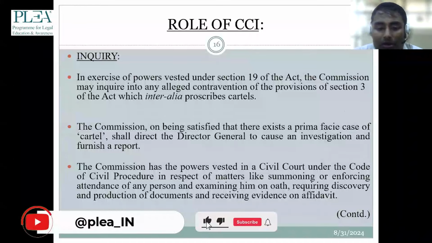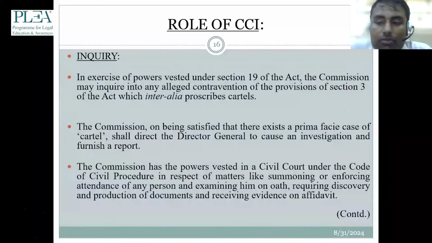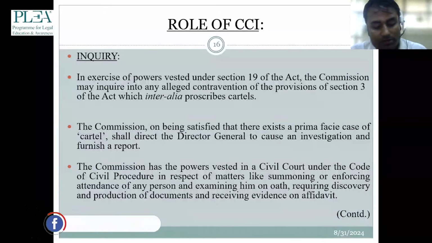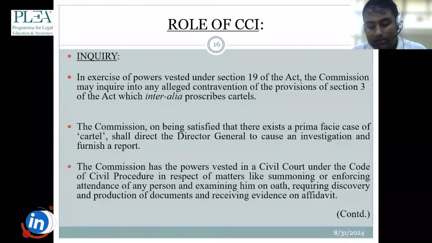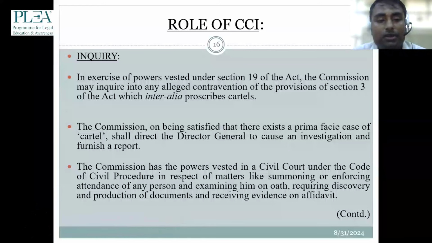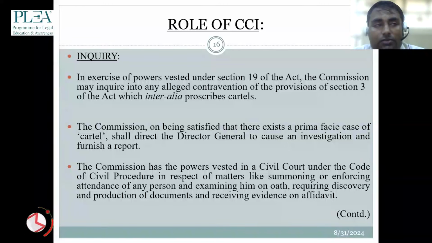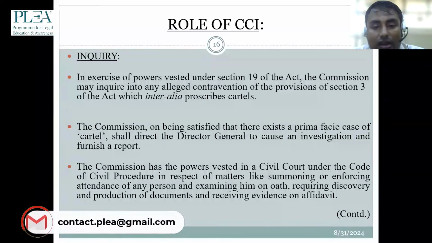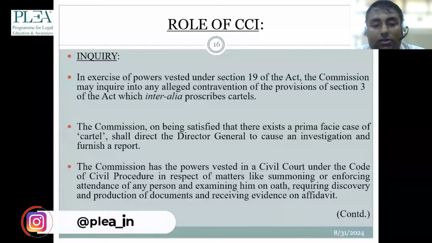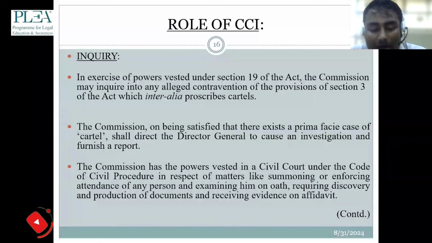So now I am coming to the regulatory aspect, the role of the Competition Commission of India in that case. If we can come to the point, some more points are there. If we can discuss how these tendencies are going to be fixed. Inquiry is a particular point that has been given. In exercise of the power of the CCI under Section 19 of the Act, the Commission may inquire into any alleged contravention of the provisions of Section 3 of the Act, which inter alia prescribes cartels.